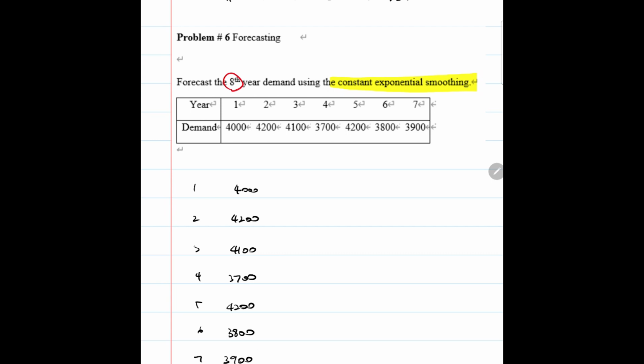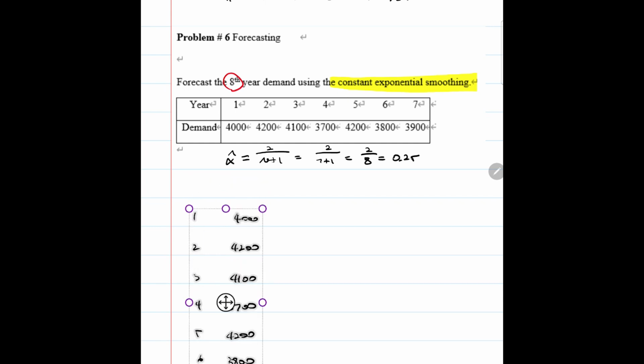And we need to know the alpha hat first, which is 2 over n plus 1. And it's going to be 2 divided by 7 plus 1, which is going to be 0.25. Let's move this a little bit. So let's write period, demand, and we weight it.